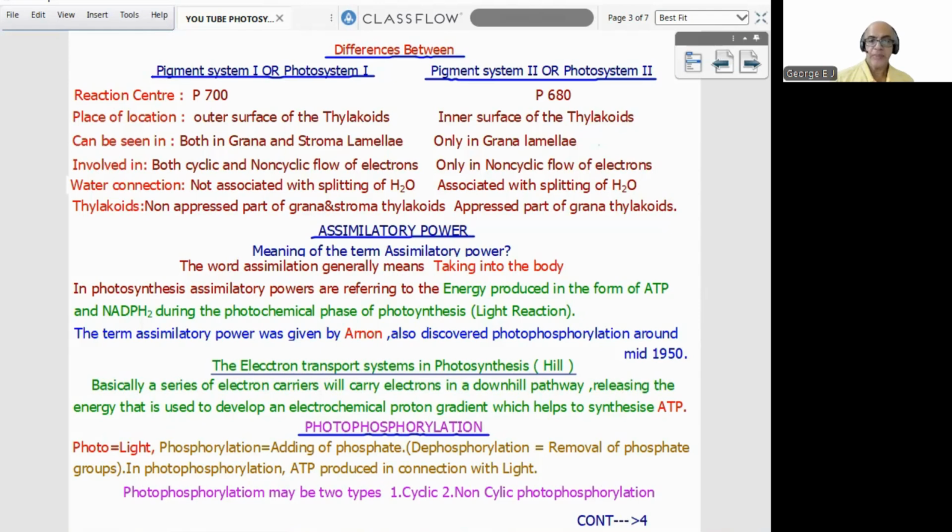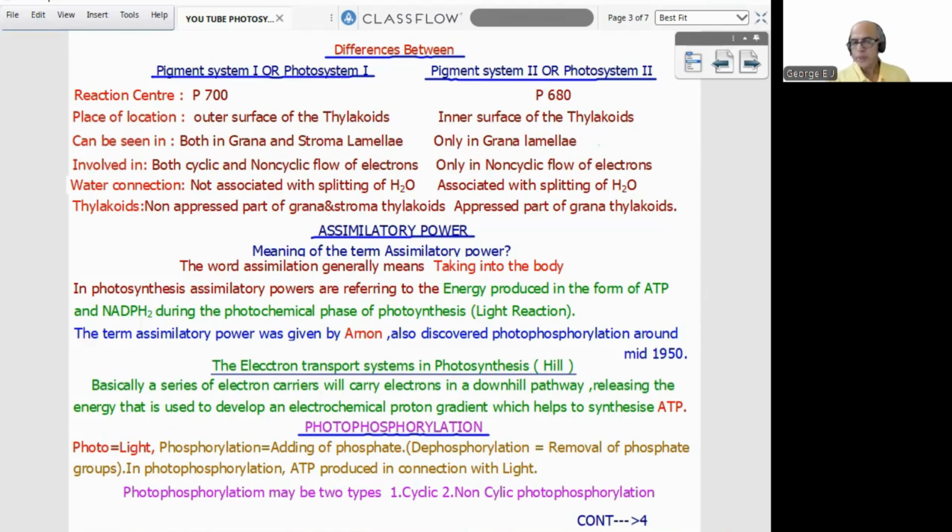And the term assimilatory power was given by a famous scientist, Arnon. He also discovered photophosphorylation around the mid-1950s. Arnon, assimilatory power and photophosphorylation. That is why I told you, when we discuss historical events, certain names will be coming as we proceed. So another name came, that is Arnon.